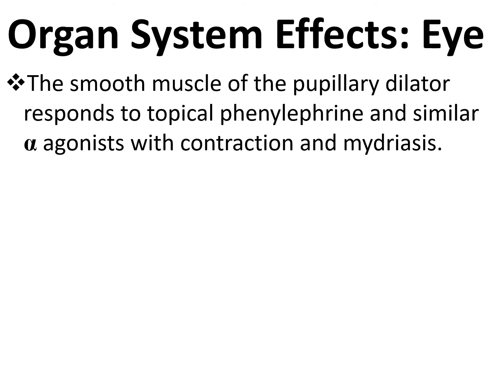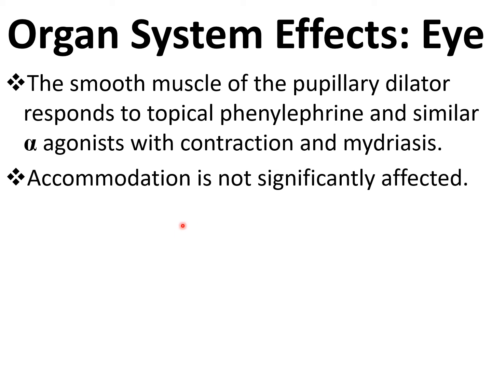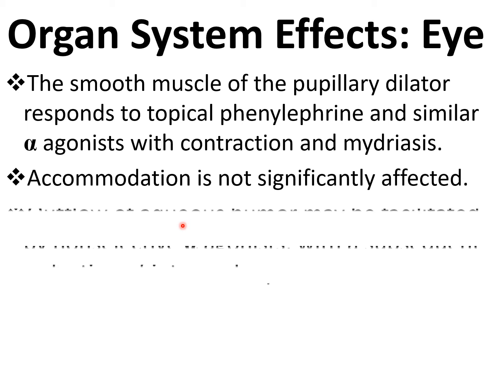Pupillary dilator is innervated with the alpha-1 receptor. So any drug which stimulates alpha-1 receptor causes mydriasis due to the contraction of the dilator pupillae muscle. It is also called radial muscle and it causes mydriasis. Accommodation is not significantly affected because the ciliary muscle contains muscarinic, or parasympathetic, innervation. In fact, the ciliary muscle contains only parasympathetic innervation, no sympathetic.